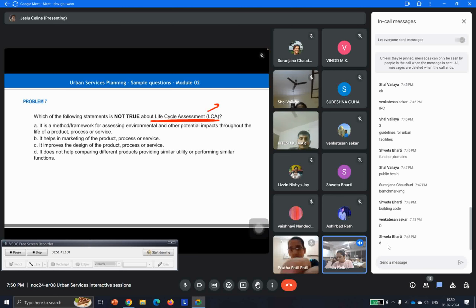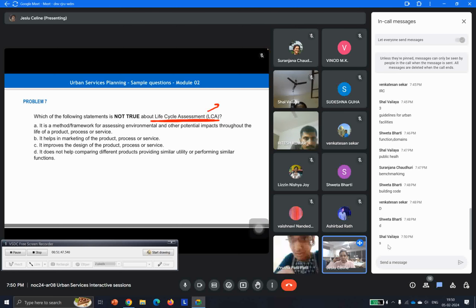So yes, now let's go option by option. Is option A correct? Yes, it's a method or framework for assessing the overall impact for a process. So as discussed, product, process, or service. Option A is correct. Option B, it helps in marketing of the product.